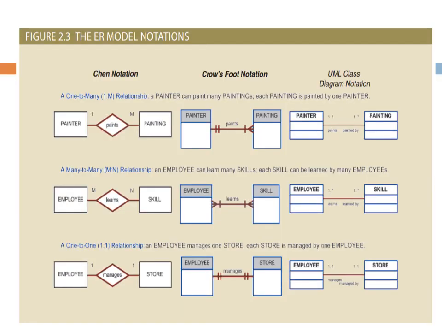Okay, this is another example of entity relationship models with three different notations: Chen's notation, Crow's Foot notation, and UML class diagram notation. Please try to understand all the relationships between the entities with the different notations.